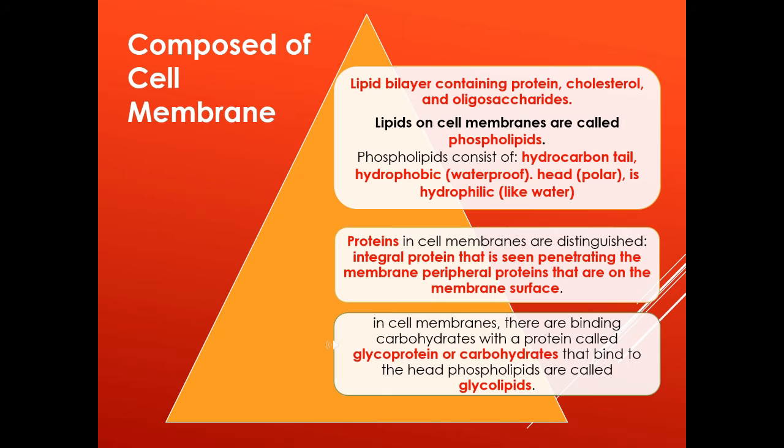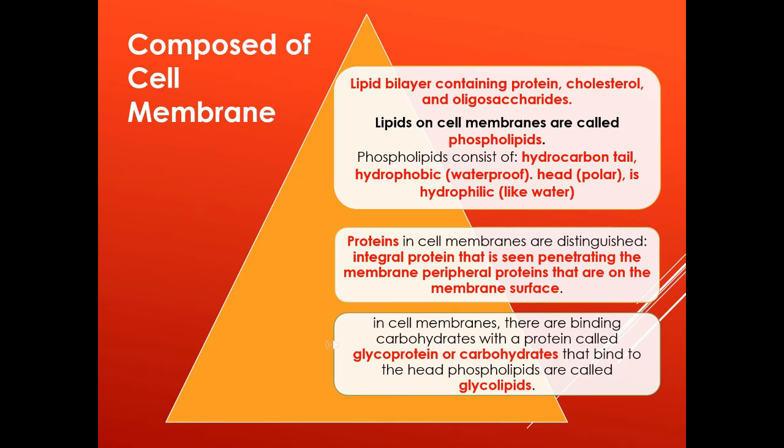As what you see before, the composition of cell membrane: lipid bilayer containing protein, cholesterol, and oligosaccharides. Lipids on cell membranes are called phospholipids. Phospholipid consists of a hydrocarbon, hydrophobic, which is waterproof, tail, and a head, which is polar, and it is hydrophilic or loves water.